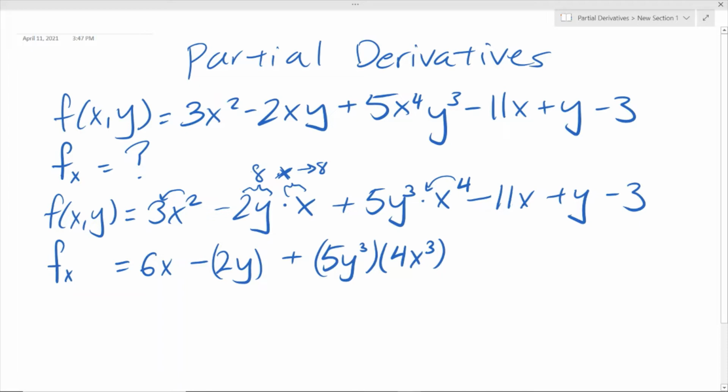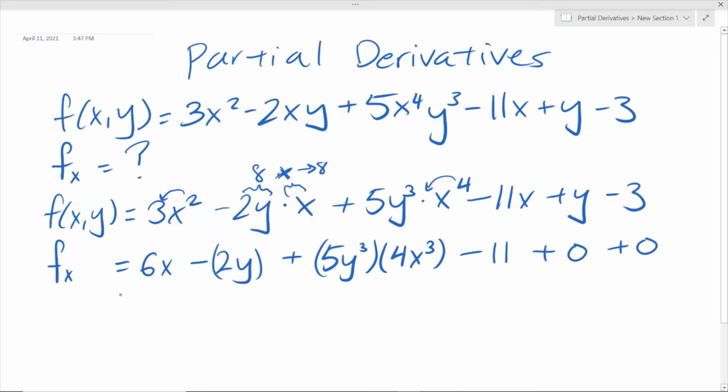Now, negative 11x, we differentiate this as usual, so it would just be negative 11, because we have a constant right here, and then it's just x. So we just do that. And then y, well, we treat it as a constant, so if we differentiate a constant, then that means we basically get 0. And as for negative 3, it's a constant. We treat it as usual. Normally, for constants, it's still going to be 0.